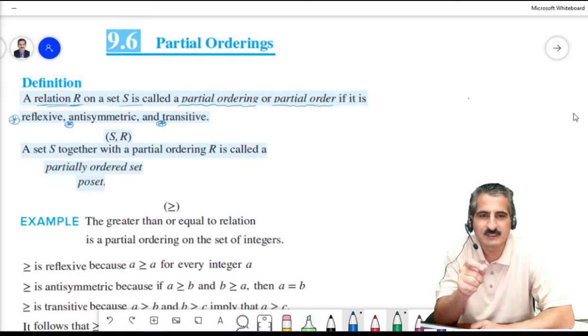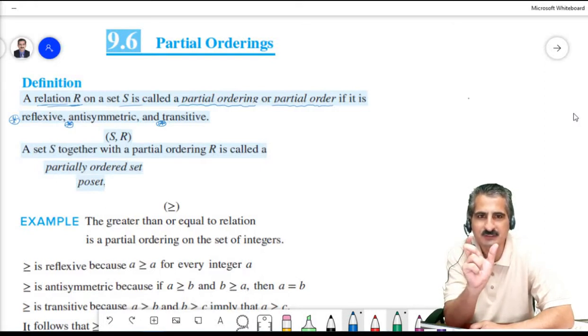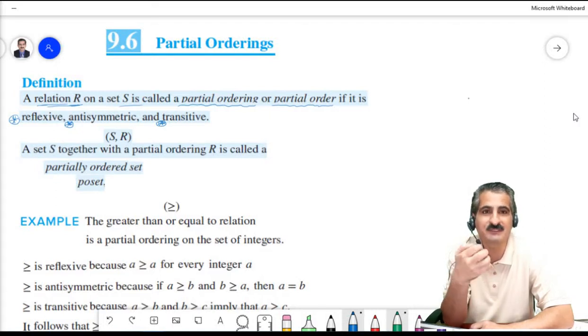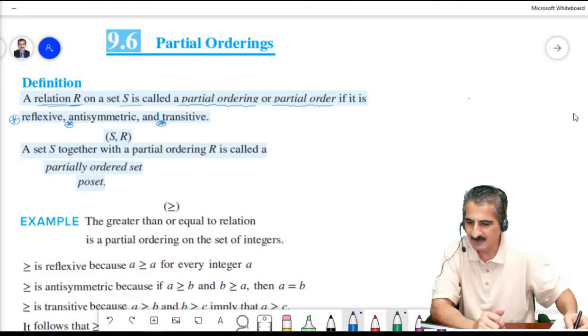Remember, the antisymmetric property does not allow two different elements to relate to each other in both ways. If this happens for two elements, then they must be the same element. And this will enable us to do comparison between elements. We will see how these things come out.